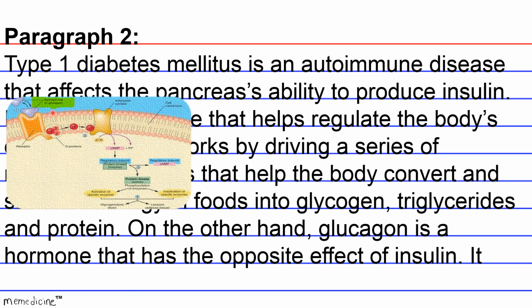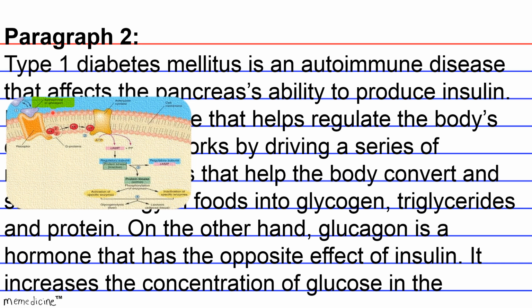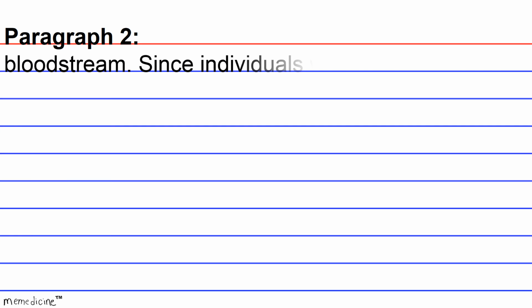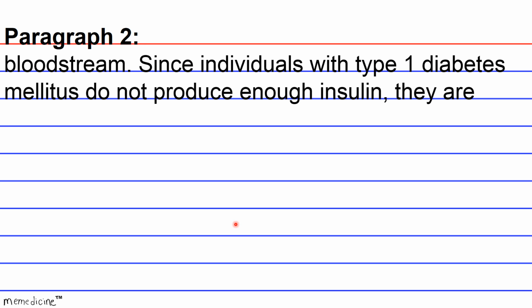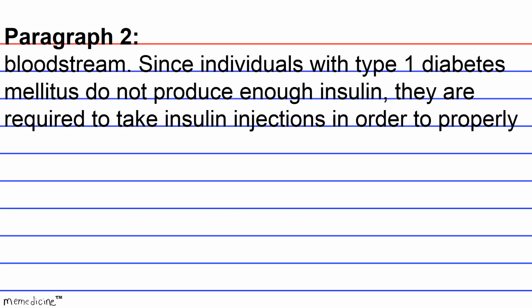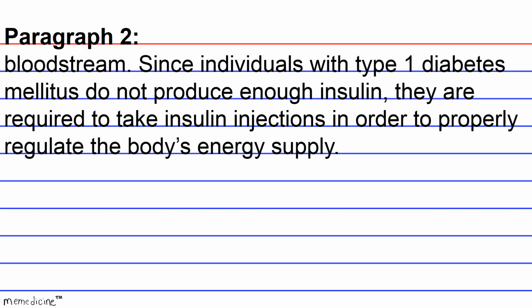On the other hand, glucagon, the font here is really small, is a hormone that has the opposite effect of insulin. It increases the concentration of glucose. So basically, it breaks down glycogen to release glucose into the blood. It increases the concentration of glucose in the bloodstream. Since individuals with type 1 diabetes mellitus do not produce enough insulin, they are required to take insulin injections in order to properly regulate the body's energy supply.